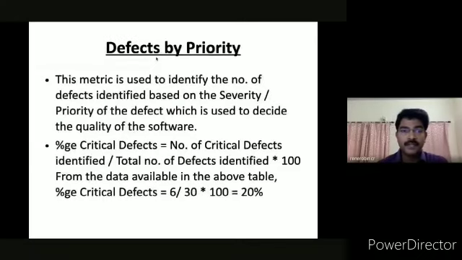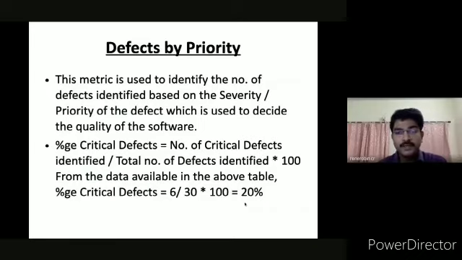And defects by priority. This metric is used to identify the number of defects identified based on the severity or the priority of the defects, which is used to decide the quality of the software. Here, the percentage of critical defects is calculated from the base metrics, where the number of critical defects is identified. Similarly, after identifying this as 20%, we can see the vulnerability involved in the software development process. Accordingly, we can change the infrastructure. Accordingly, we can change the budget.